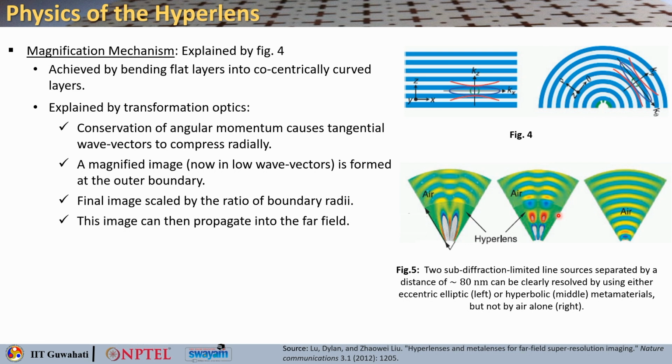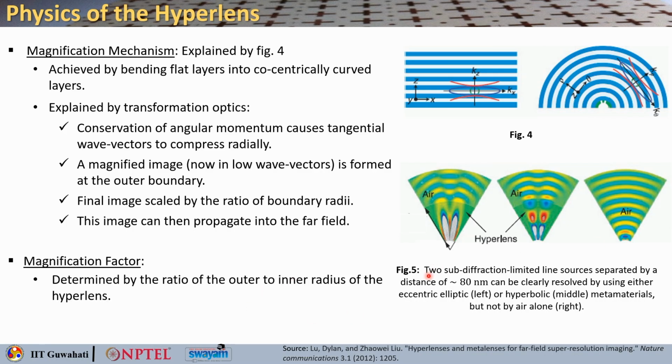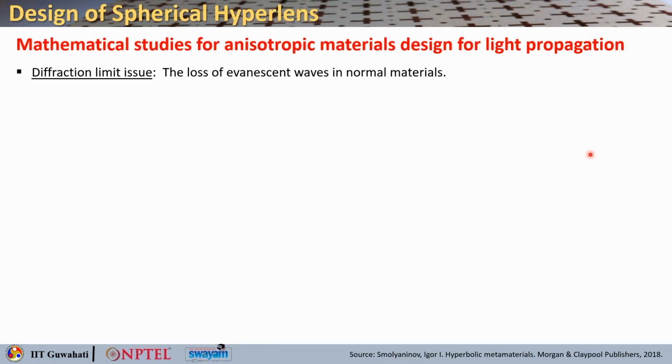You can also use a hyperlens where you can clearly see that the two objects are resolvable, but not only in air. So, what is the magnification factor? The magnification factor is basically the ratio of the outer to the inner radii, right. So, that basically tells you the magnification factor of this hyperlens. So, what is the way or method to design this kind of spherical hyperlens?